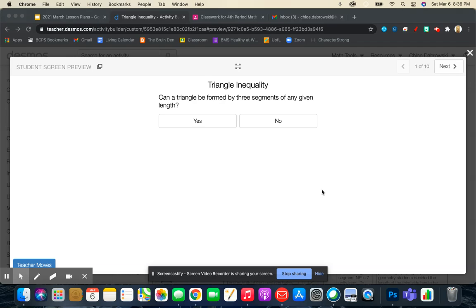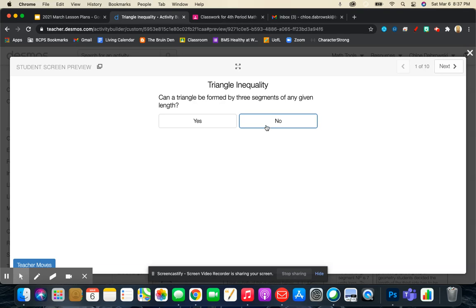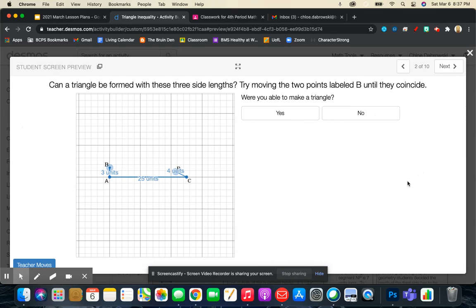So our first question is, can a triangle be formed by 3 segments of any given length? Yes or no? Right now it's just kind of your thought. Let's say I think that's true. If I have 3 lengths, 3 sides, I can make a triangle, everything's good to go. There are no wrong answers there. Alright, so we're given 3 side lengths. Let's test my theory out.